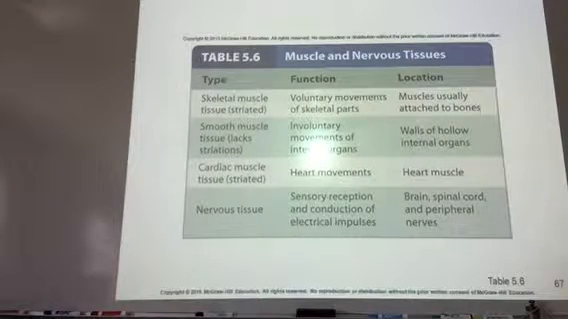And like always, here's a table at the end that summarizes your muscle and nervous tissue. You can look at that for review of what they do and where they're located. And that will conclude Chapter 5.